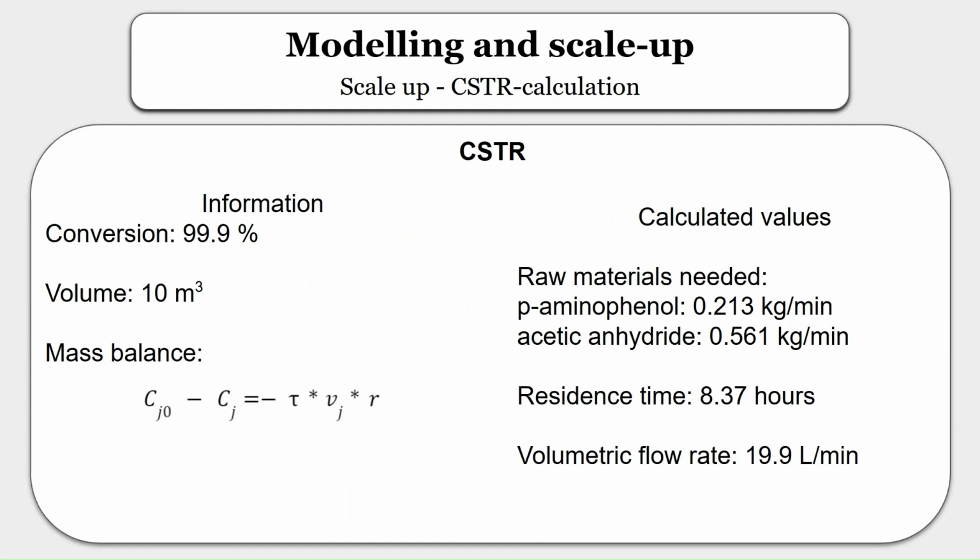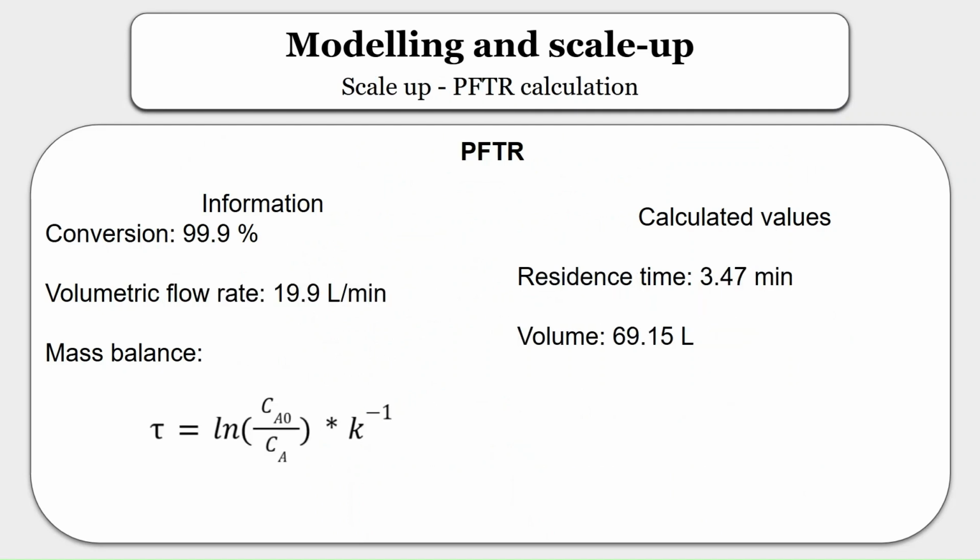We decided on a volume of 10 cubic meters based on the normal range of CSTR volumes. Then, using the mass balance equation for CSTRs, we calculated a residence time of 8.37 hours and a volumetric flow rate of 19.9 liters per minute. This flow rate is going to be used for the consecutive processes we will cover.